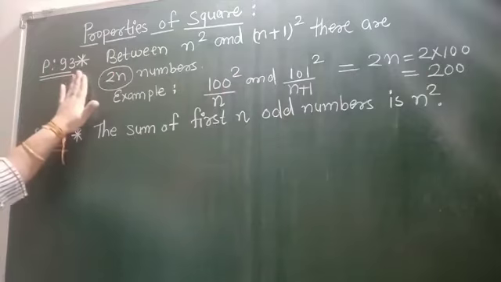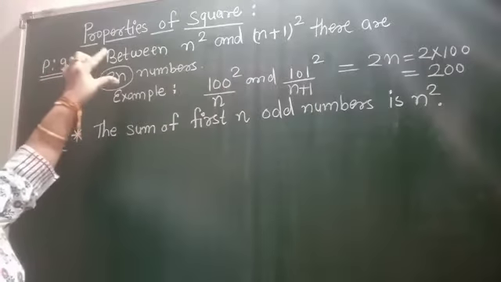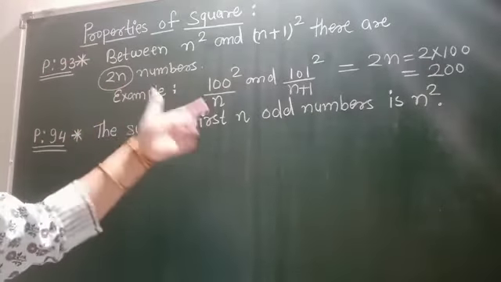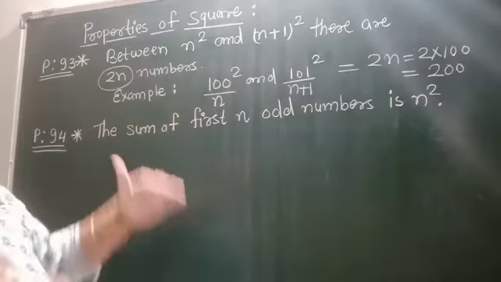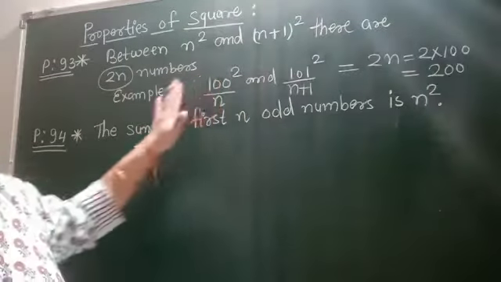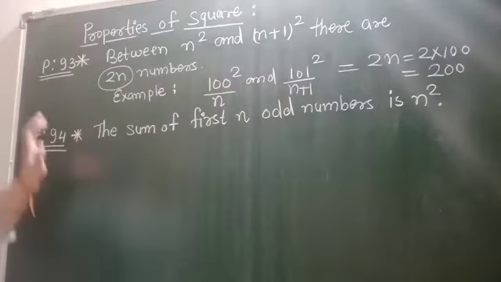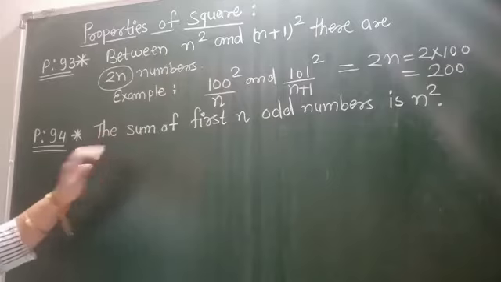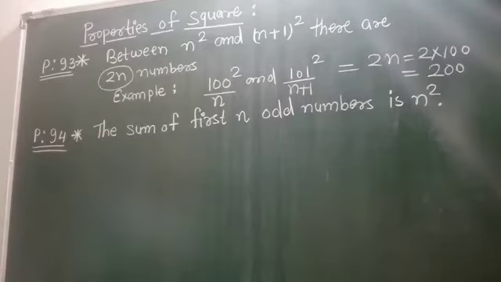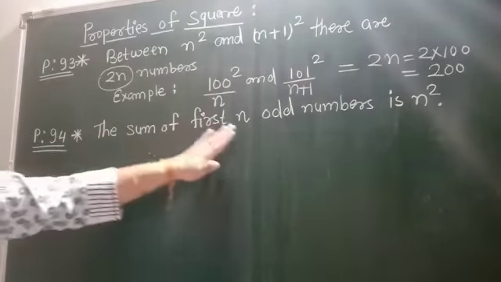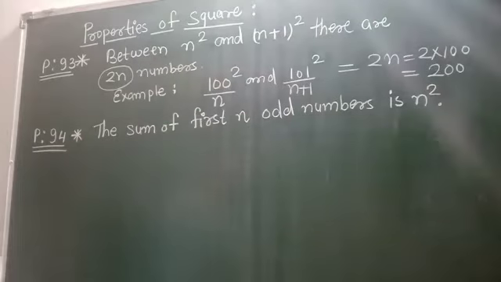This is a very important formula and shortcut method for finding the numbers between two consecutive squares. Another important property, which is given on page number 94, is that the sum of the first n odd numbers is n square.